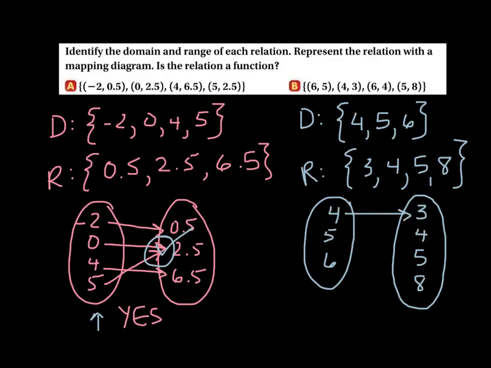5 goes to 8. 6 goes to 5, and 6 goes to 4. And there it is, folks, not a function. No, it is not a function because of this right here: 2 arrows coming off of the 6. Easy peasy. All right, we're going to look at a couple of parent functions. So let's go ahead to the next slide.